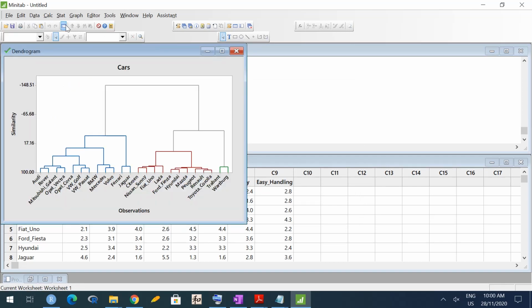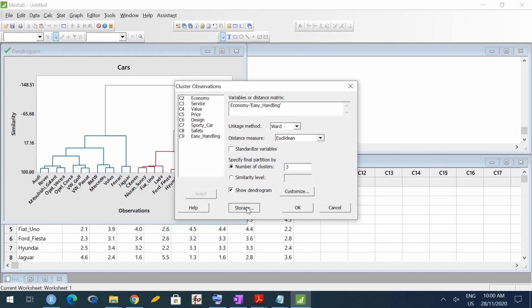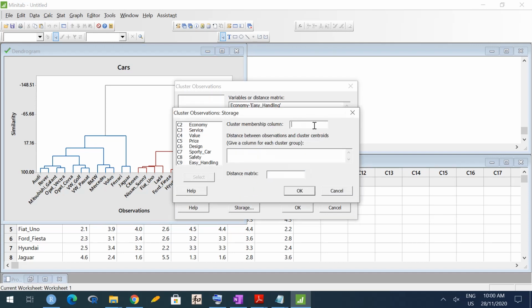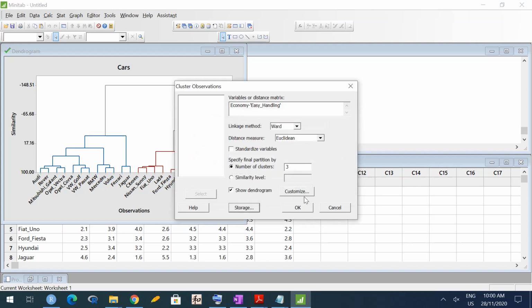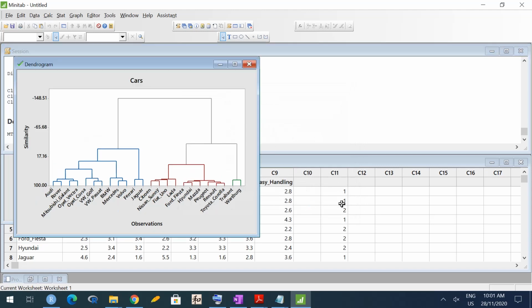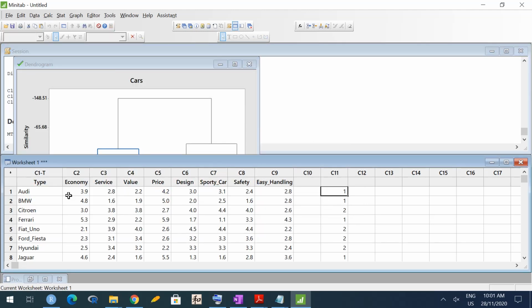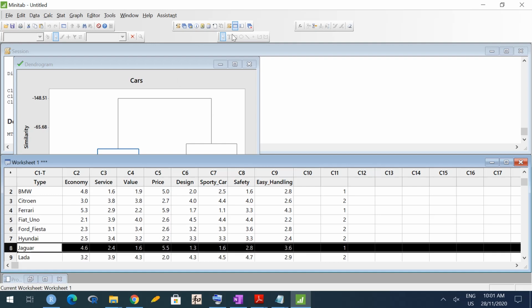We did not store the cluster. Actually what we should do is, in storage, cluster membership column, so let us give C11. So the membership of each car is stored here. Audi, BMW went to one cluster, Citroen went to a second cluster, Ferrari is also in the same cluster as Audi and BMW. Then Jaguar is also in the same cluster as Audi and BMW. Is it as you expect?